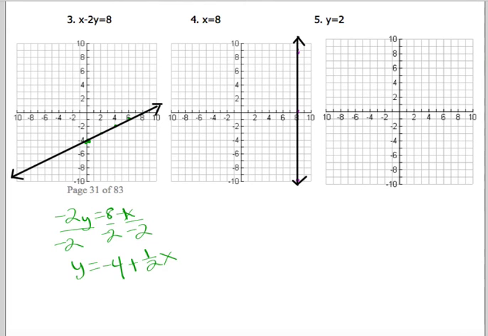And then the last one on the graphing has y equals 2 here. Anytime it's y equals a number, it will be a horizontal line going through the y-axis at a value of 2. So here's 2 on the y-axis. And again, I'm going to add a couple more points so I can use my straight line tool here to connect.